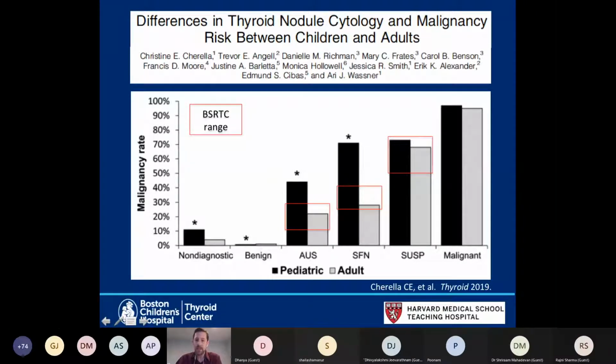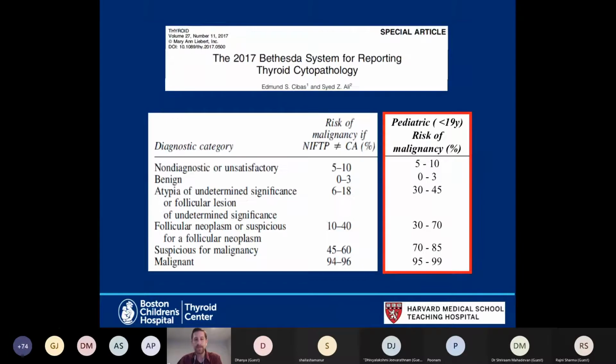So I think it's just important to remember this, and this has important ramifications for how these nodules may be managed differently in children. In an adult, an atypical nodule might be observed, whereas I think the allowance for that in children is much lower, with at least in our hands, a malignancy rate in the 40% range. These are also center specific, so it's really important to know in your center what is the malignancy rate in each category, because there is quite a bit of variation among centers.